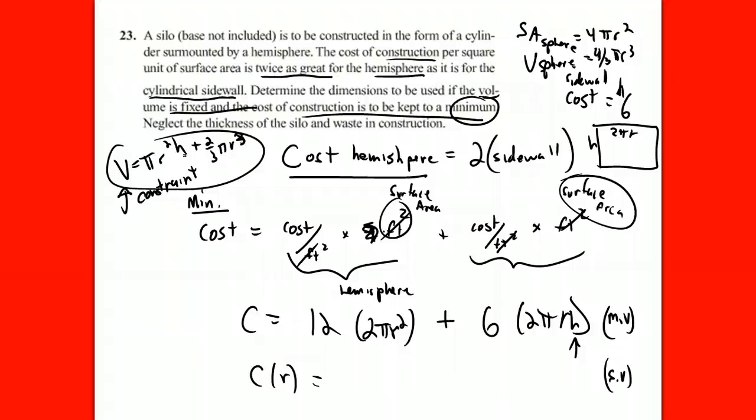Where did 2/3 pi r cubed come from? The volume of a sphere is 4/3 pi r cubed. So for these things, I have to take half of them for my hemisphere. Any other questions about this one before we move on?